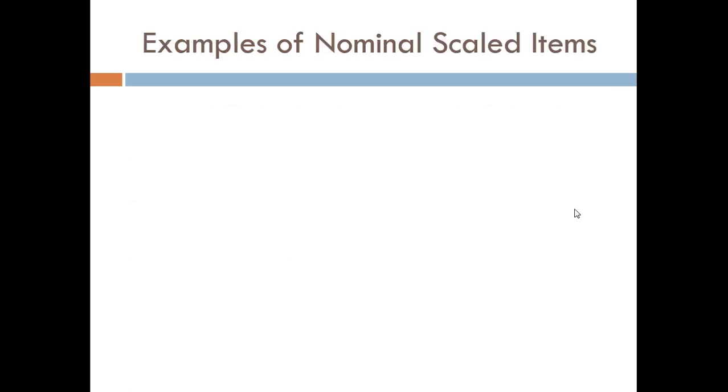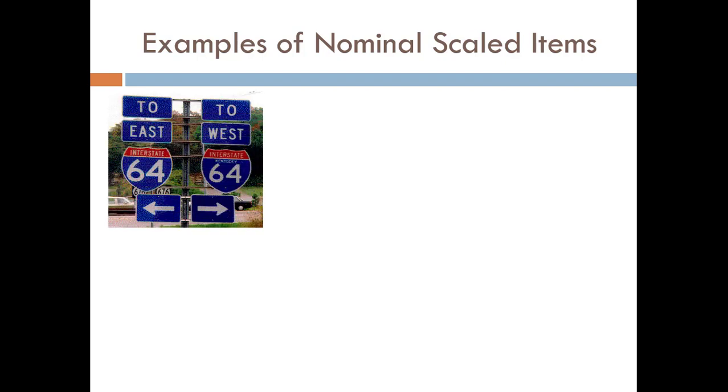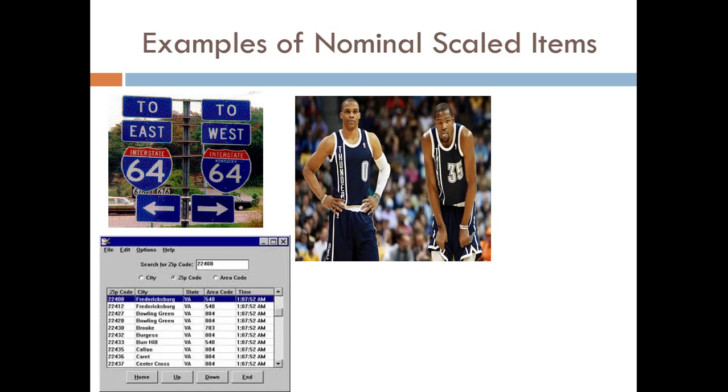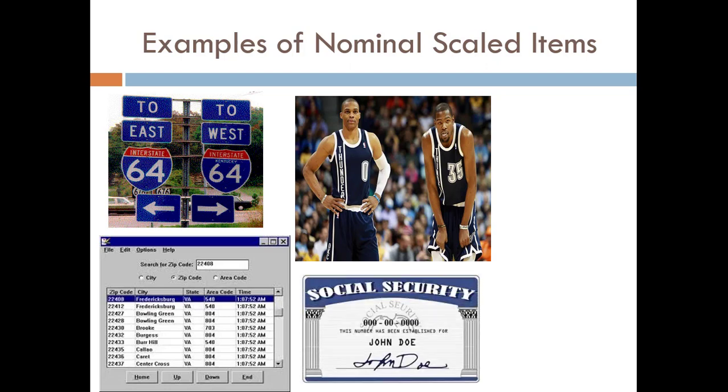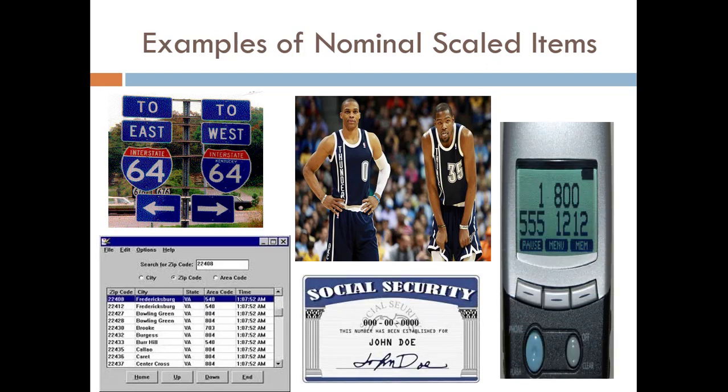So the following pictures are examples of nominal scaled items. You can think of nominal items basically like a label. Numbers are assigned to represent different instances of items or variables. Now, it's important to note that these nominal scaled items cannot be placed in a rank order system. Notice that there is no first, second, or third social security number, assigned jersey number, area code, or roadway.